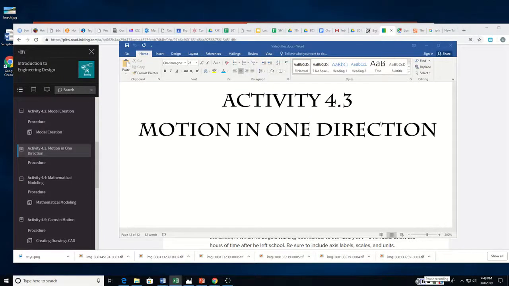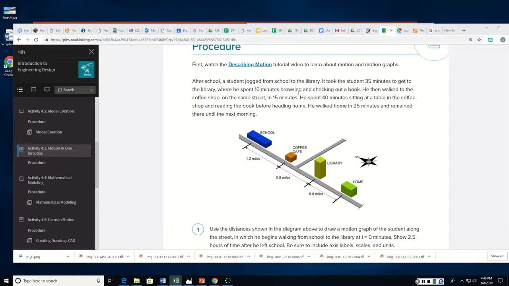All right, I am going to talk to you about activity 4.3, motion in one direction. And there's going to be math, and it's going to be easy math. So here we go. The first thing we're going to do, though, is read the problem. You should all watch this describing motion tutorial video. Just assume that everything in here for Project Lead the Way is deemed to be valuable for you.